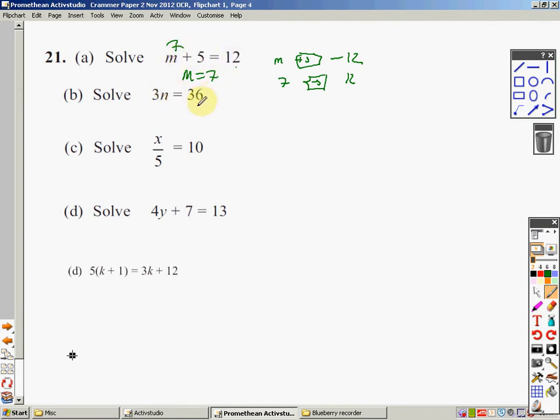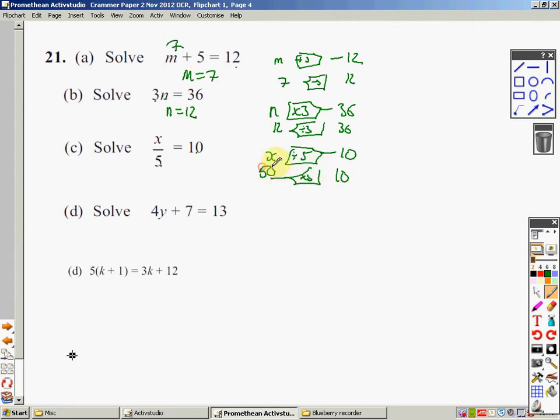3n equals 36. n times 3 gives me 36. 36, opposite of times 3 is divided by 3. 36 divided by 3 is 12. n equals 12. 3 times 12 is 36. x divided by 5 equals 10. x divided by 5 gives me 10. 10 times by the 5 gives me 50. I think x equals 50. Let's check it. 50 divided by 5 is 10. Yep.